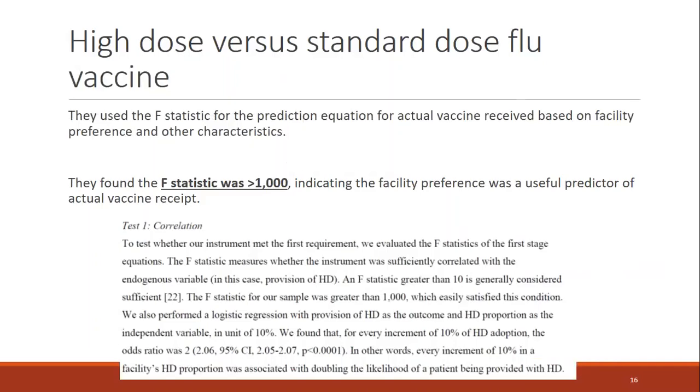But they also did a model to see how good of a job physician preference does at predicting exposure to a high dose versus standard dose. They found that it did a reasonably good job. So in this study, they were reasonably confident that the instrument they selected, which was facility preference for either high dose or standard dose, was doing a reasonably good job of predicting actual vaccine receipt for our cohort members.